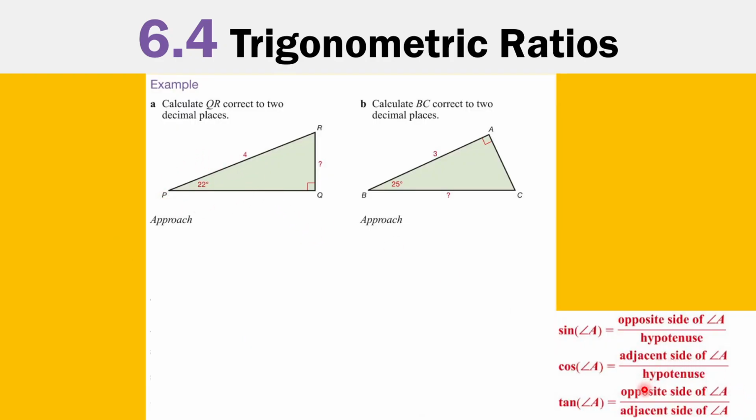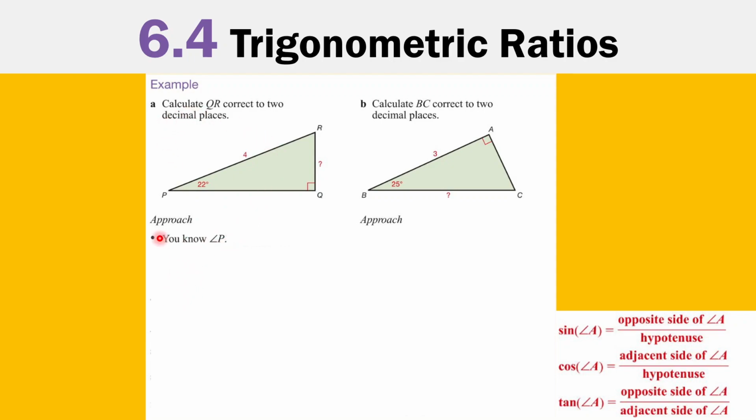So for A, I still have the ratios right here. Let's take a look at how we can calculate QR in this triangle right here, PQR. And they give you angle P, and they give you PR is 4. The easiest thing to do here is taking a look at which angle is now given. Well, angle P is given, right? So you know angle P.